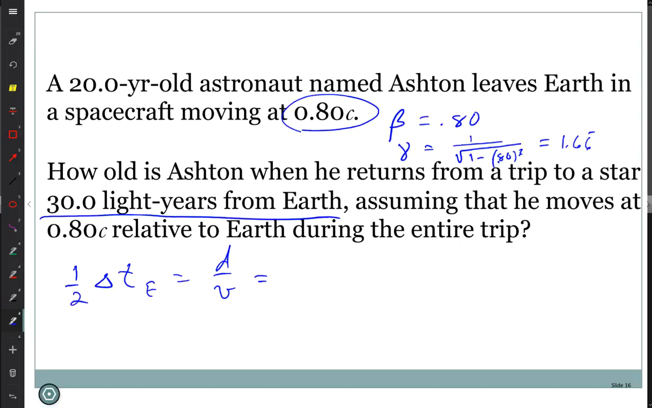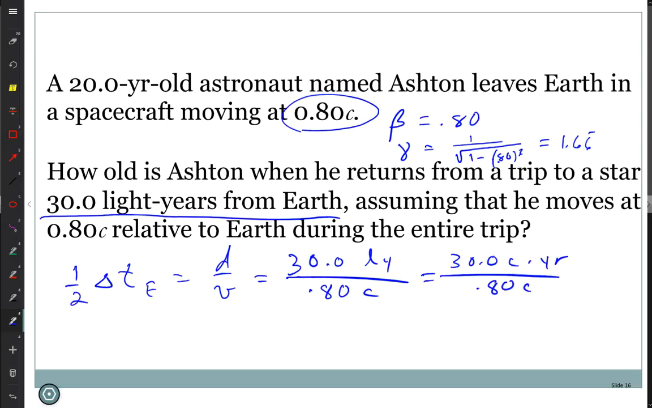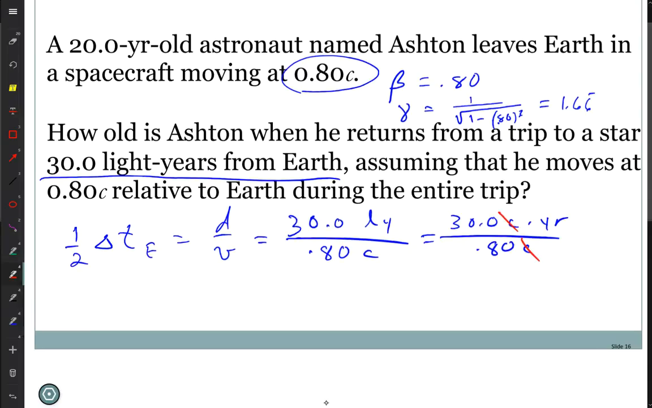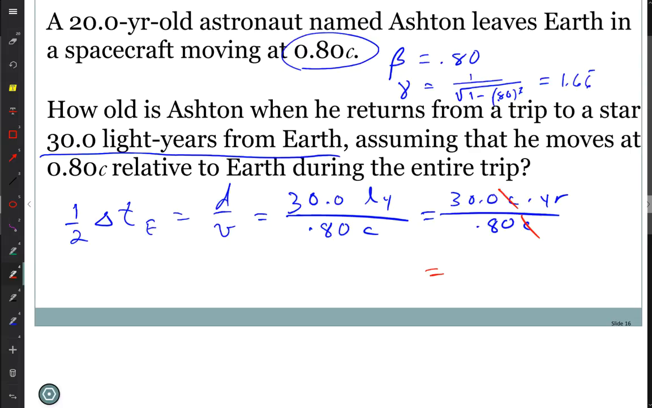So my distance is 30.0 light years. My speed is 0.80 c. Remember that that's 30.0 c times a year, using the definition of a light year, divided by 0.80 c. The c's cancel. 30 divided by 0.8 is equal to what? 37.5. So the time that's measured by somebody on Earth is 37.5 years for the half of the trip.